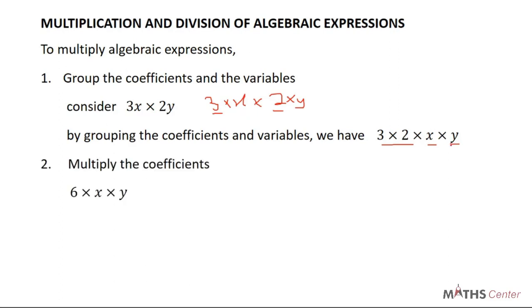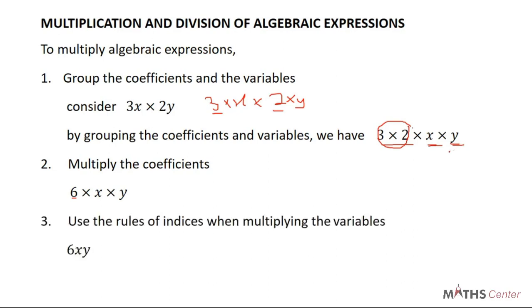Now, after you've done that, the next thing you need to do is to multiply the coefficients. So you multiply 2 by 3. You multiply the numbers in there. So we know that 2 times 3 will give us 6. Then we have the x and the y. Then from there, you multiply the variables using the rules of indices. So if you watch the video on indices, you will see that if you multiply x by y, you are going to get xy. So our final answer is going to give us 6xy.